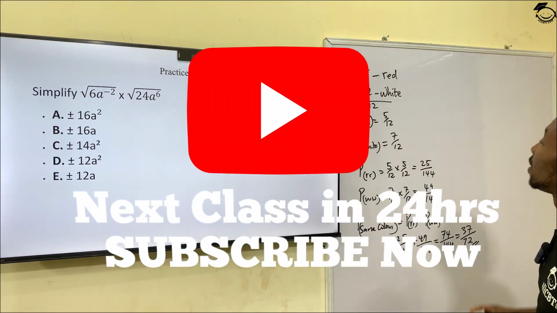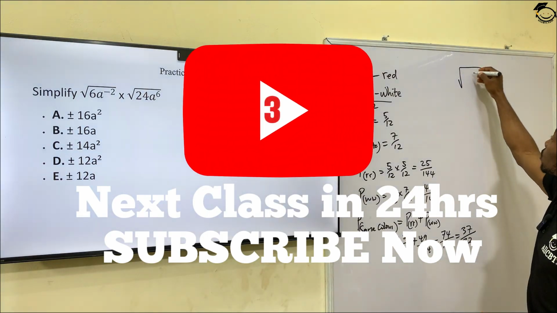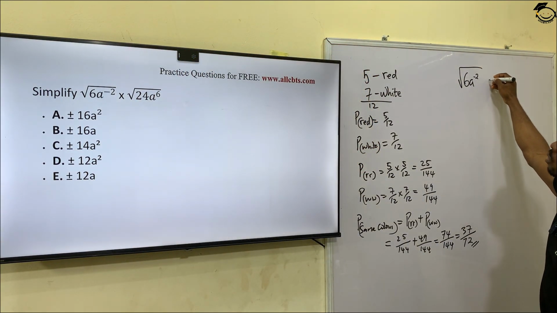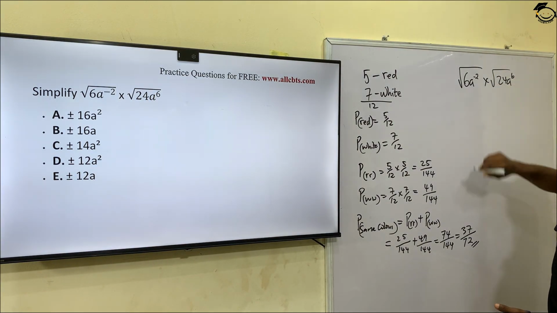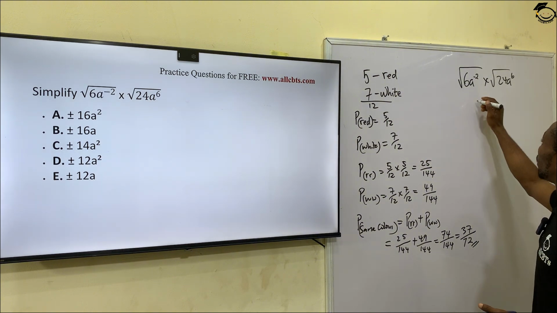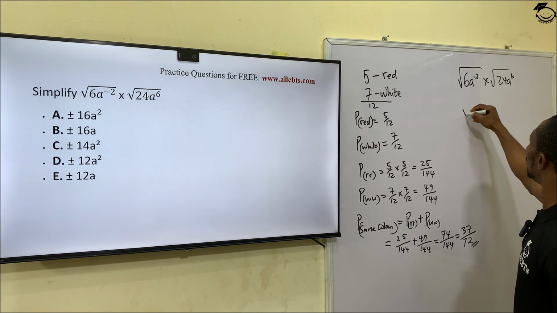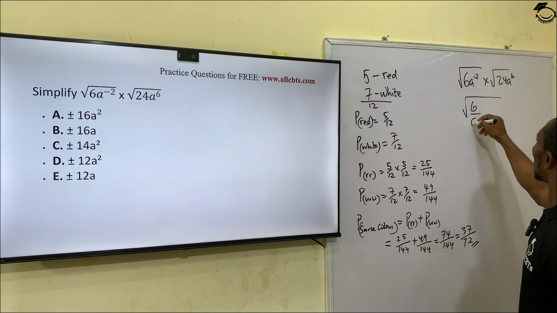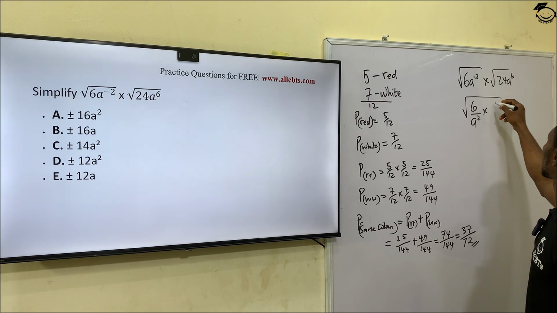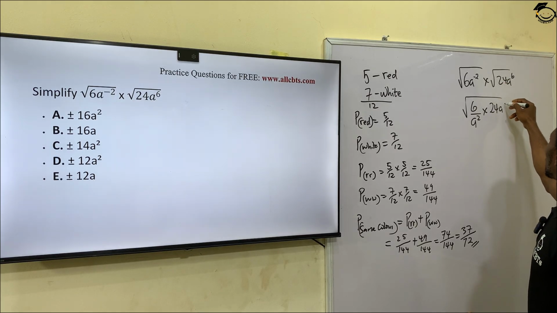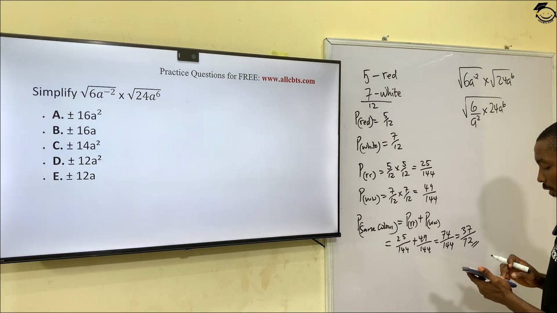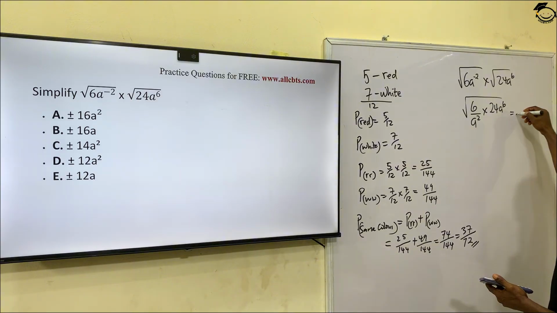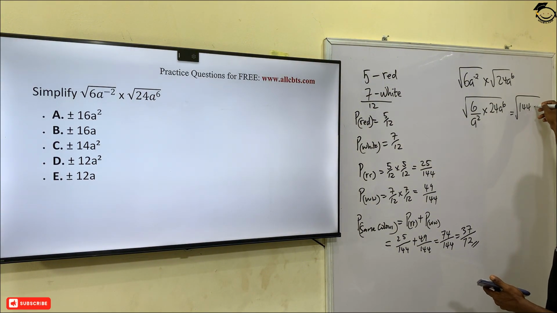Our next question says, simplify root 6 a raised to power minus 2 times root 24 a raised to power 6. Now, we can rewrite this to be root of 6 over a squared times 24 a raised to power 6. All right. Now, 24 times 6 would give us 144. So this becomes root 144 a raised to power 6 minus 2.